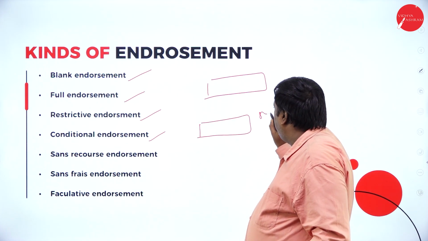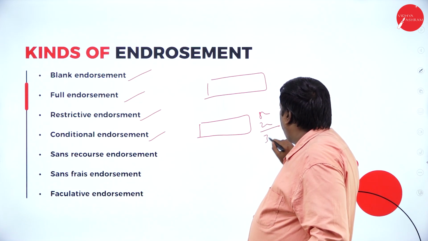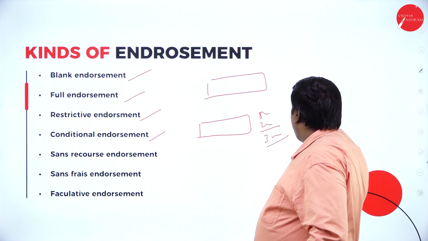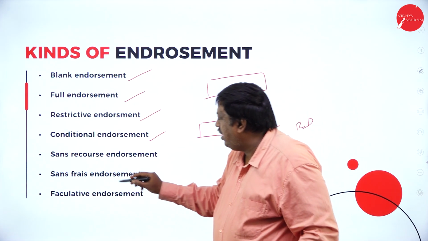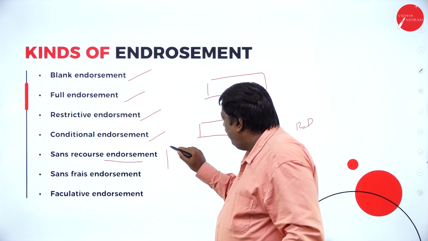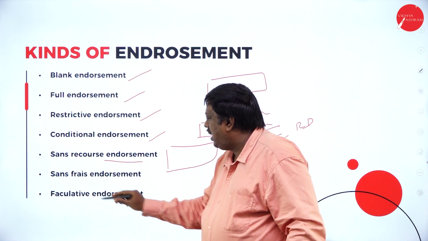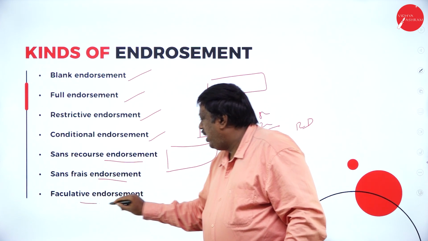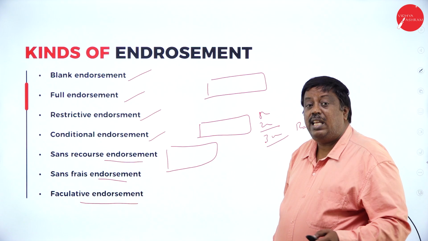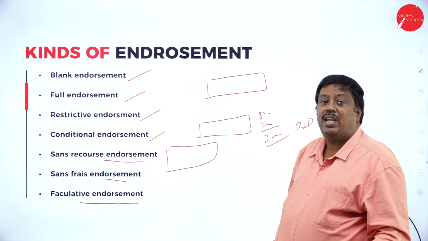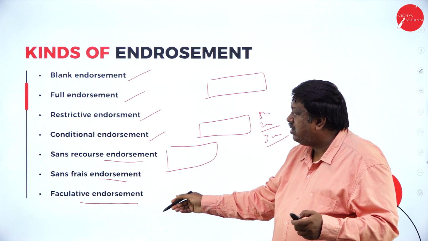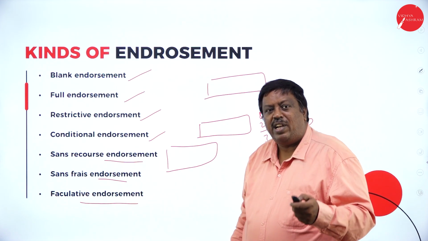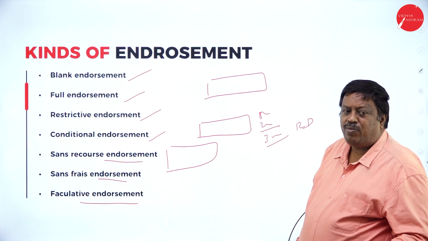Out of 5,000, 2,000 has to be paid and 3,000 has to be transferred to the RD account or any other account they are maintaining here. Signed recourse endorsement will be given for the three parties. Sans recourse endorsement and facultative endorsement are the different endorsements we have here, where in any one type of endorsement, the concept of negotiable instruments will be used for the benefit.